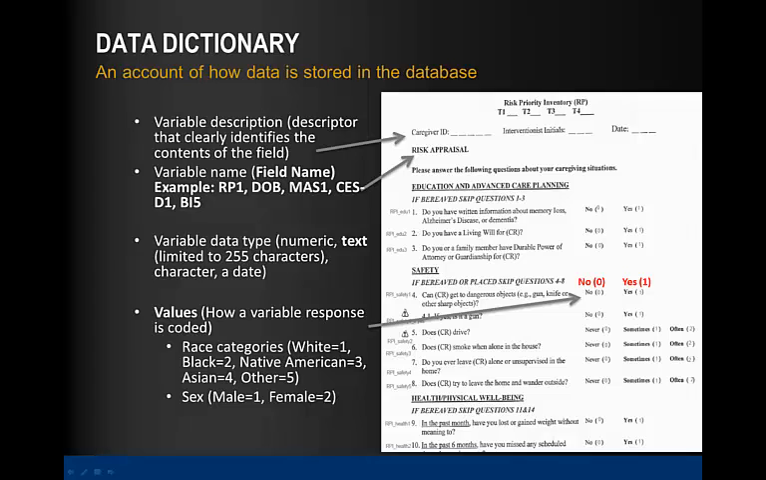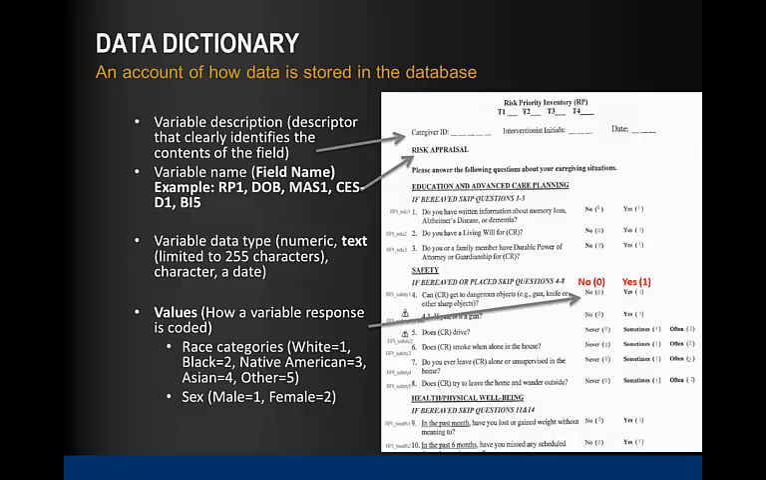You'll also be working with what's called a data dictionary. It's an account of how data is stored in the database. This is an example that you see right here. For the data dictionary, we list the variable description that clearly identifies the contents of the field. Some of the variable names are listed, and the variable names are the field names. For example, for the risk priority inventory, it would be RPI1. Date of birth would be abbreviated to DOB. Same thing for the CSD1. This would be the abbreviation for the depression scale.